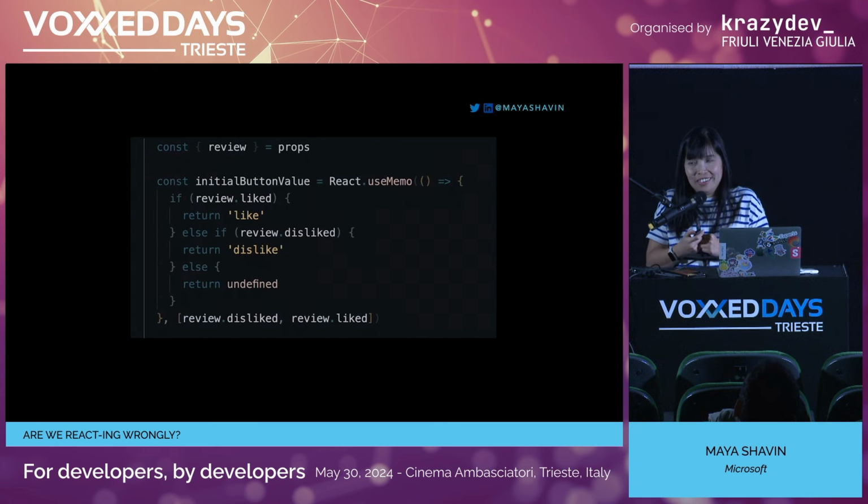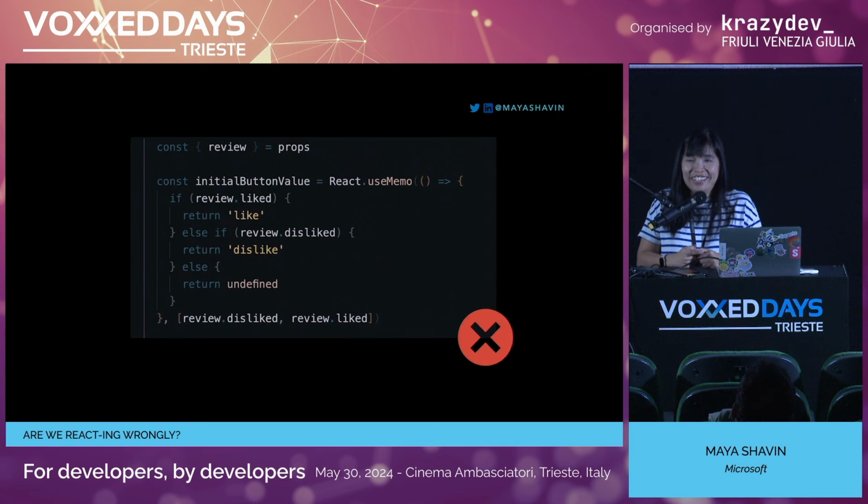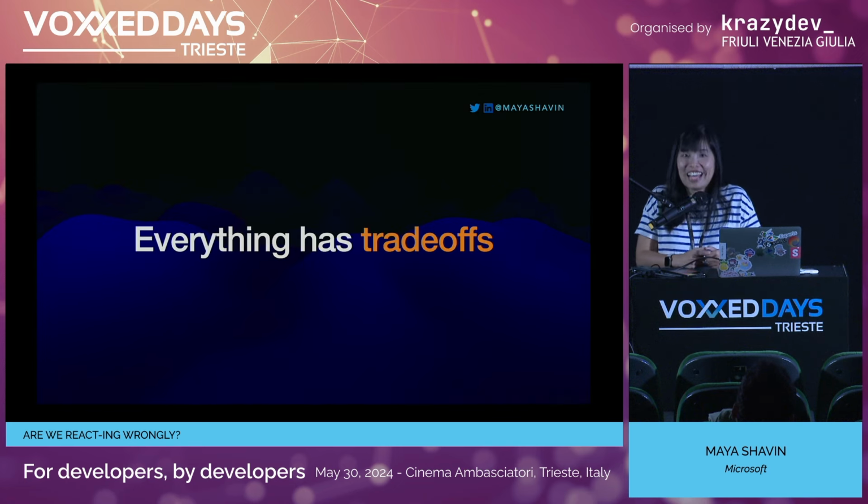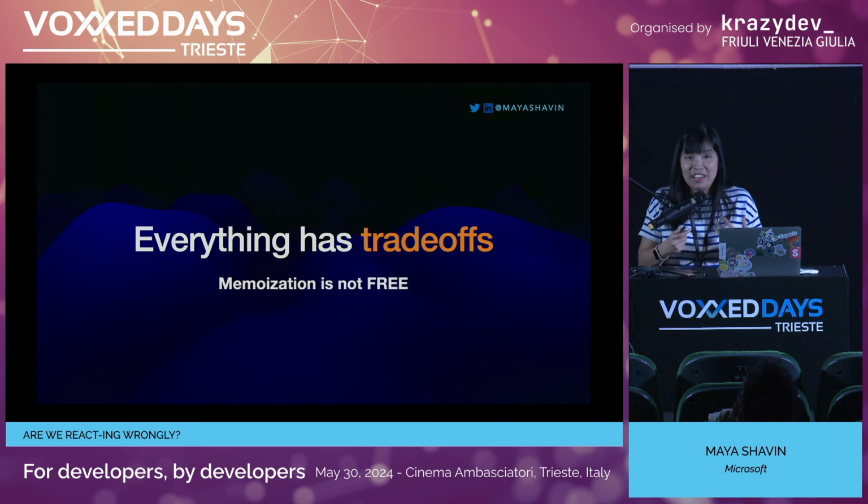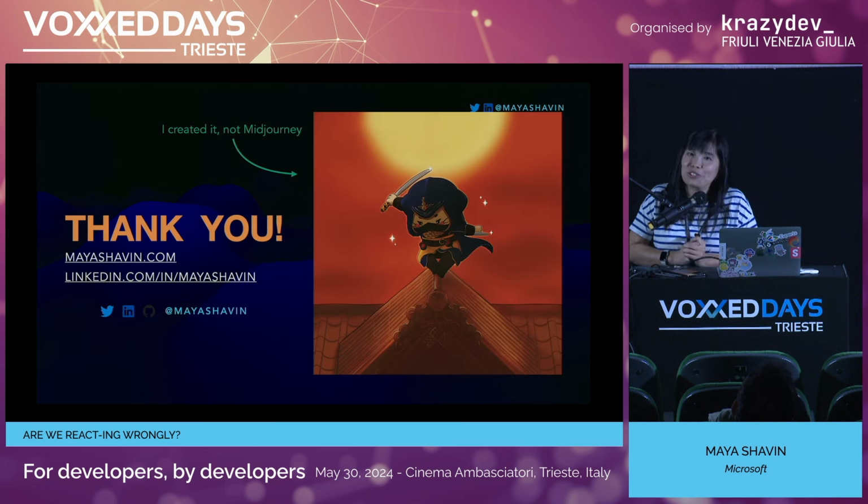Don't use this. You use memo on reviewDislike and reviewLike, and then return a text. Do you really need this? I found it on Twitter a couple of years ago, and people are still arguing about whether it's good or not, but for me, it's like, no, please don't do this. It's just not really working. And lastly, everything has a trade-off. Like I said, memoization is not free. And with everything you do, you will have to trade off performance against another aspect, like your own readability and maintainability for your team. And that's it. Thank you for joining my talk.